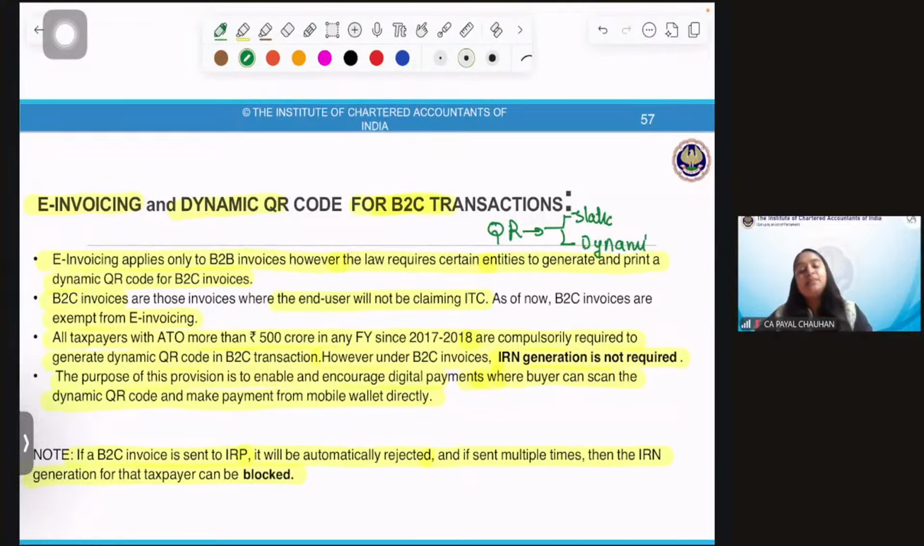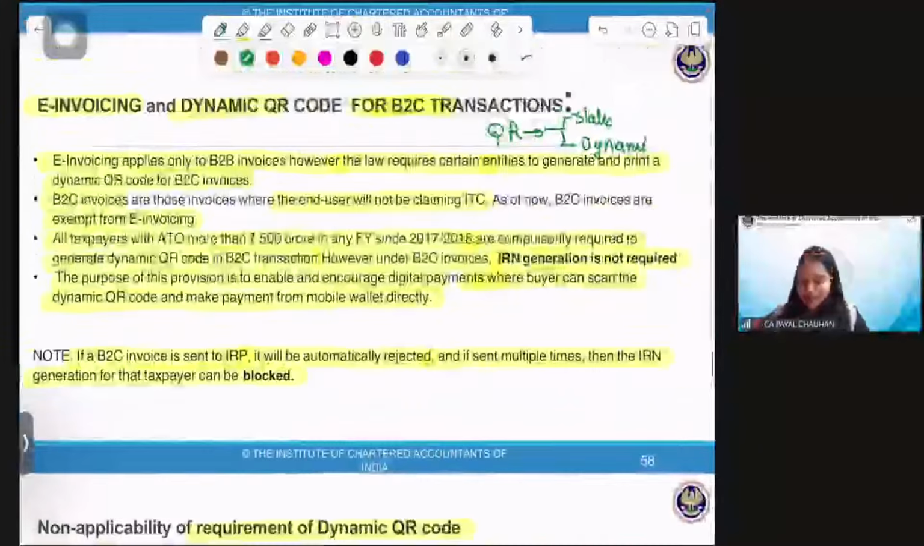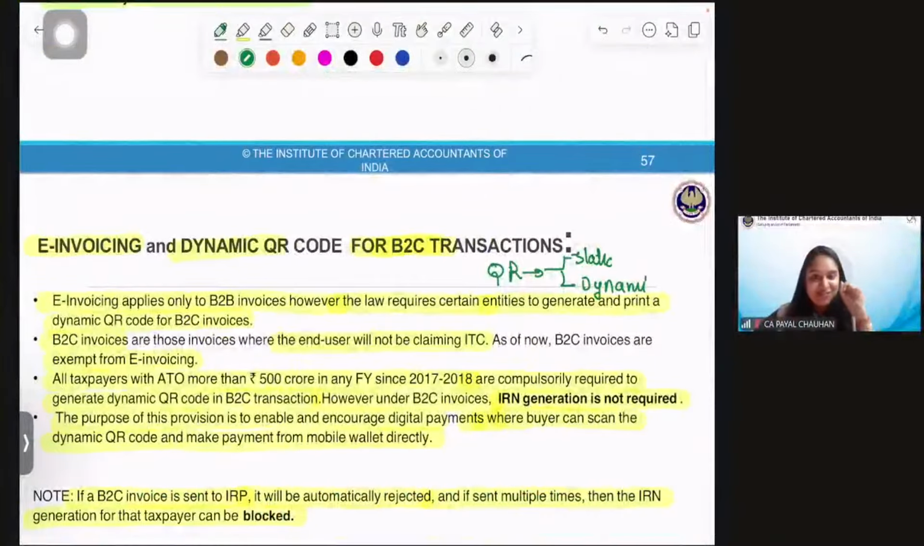Yes, digitalizing the payment. Perfect answer. Okay, if I do mischief, that is, a B2C transaction, and I am uploading the IRN on the IRP, tell me what happens. Initially it will be rejected, but if I keep doing it multiple times, it will be blocked.